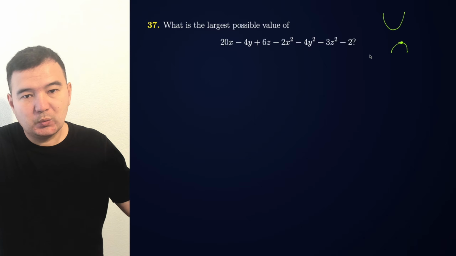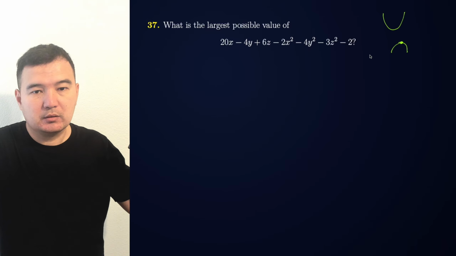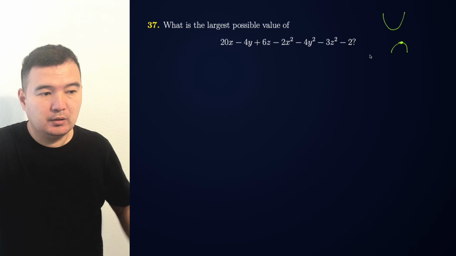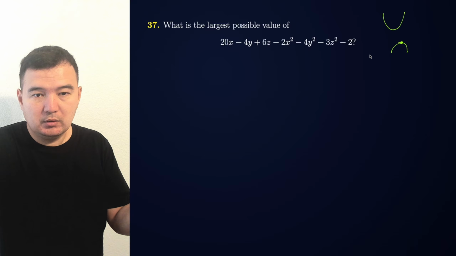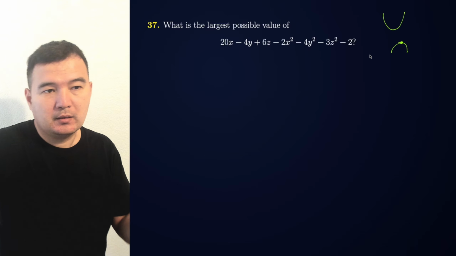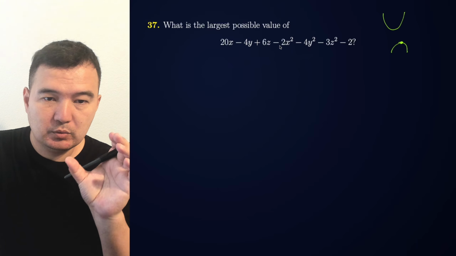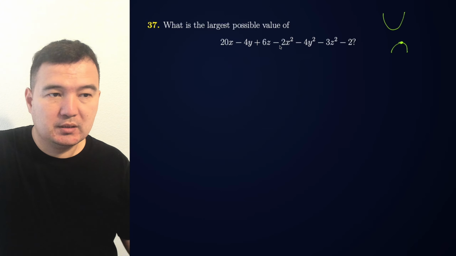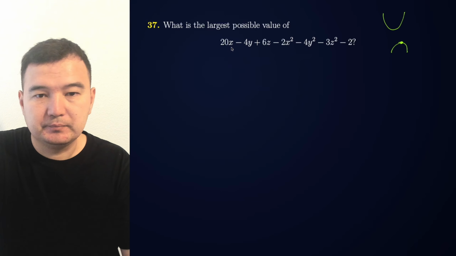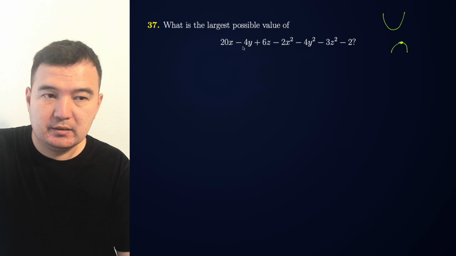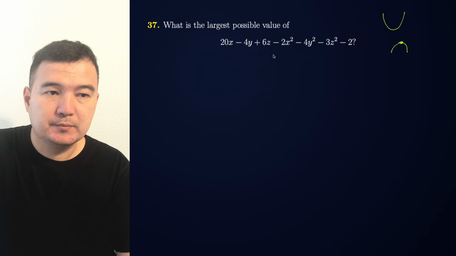And recall what we were doing in the parabolas. How do you find the largest or smallest possible value? You need to do completing squares. So how do I do the completing square for this one? I need to do squares for each variable separately because I don't have mixed variables like xy, yz. So it's just x, y, z, and then squares.